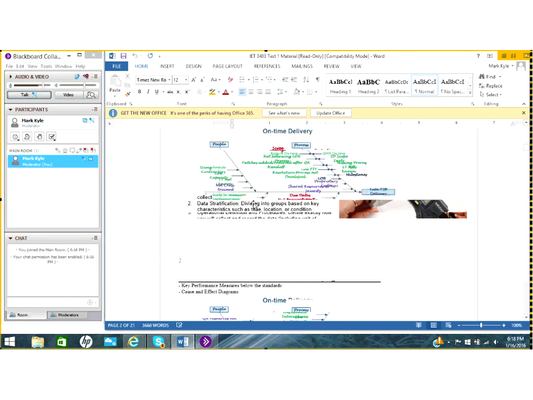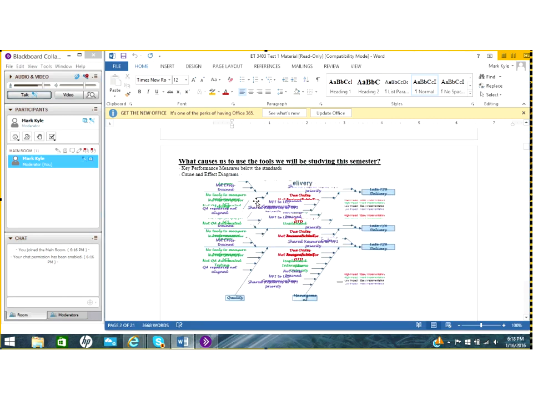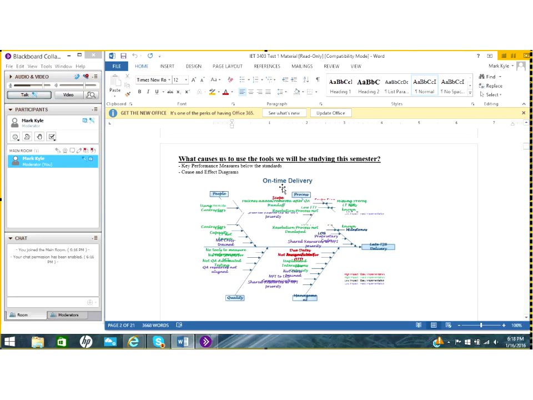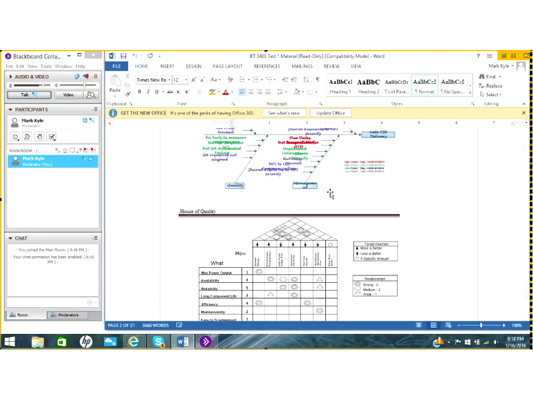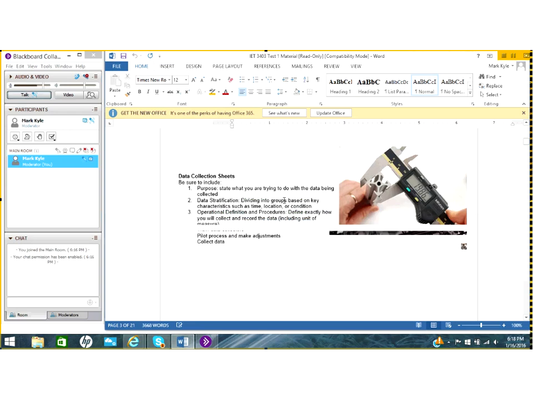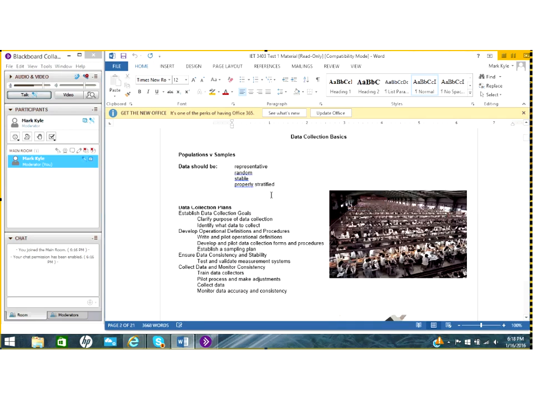Then we're going to talk real quickly about a couple of tools, and there are quite a few tools, that could cause us to use the different things that we're going to be doing this semester. What are some of the things that would cause you to do some of the types of hypothesis testing that we're going to look at? So basically covering pages 2 and 3 in the handout. Let's start off by talking about data collection basics.